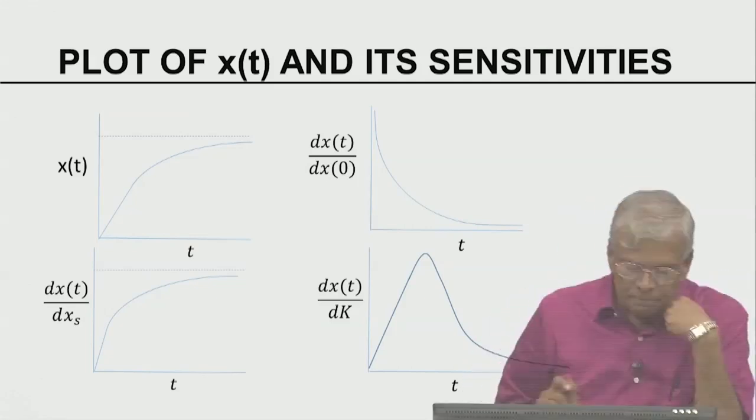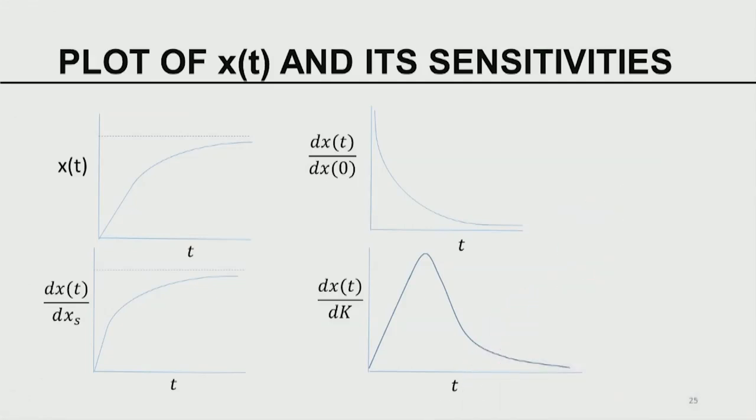Here are the examples. For this model, this is the model solution, X of t. This is the sensitivity of the model solution with respect to X naught. This is the sensitivity of the model solution with respect to the boundary condition. This is the sensitivity of the model solution with respect to parameters. So you can see the solution and three sensitivities are graphically given here.